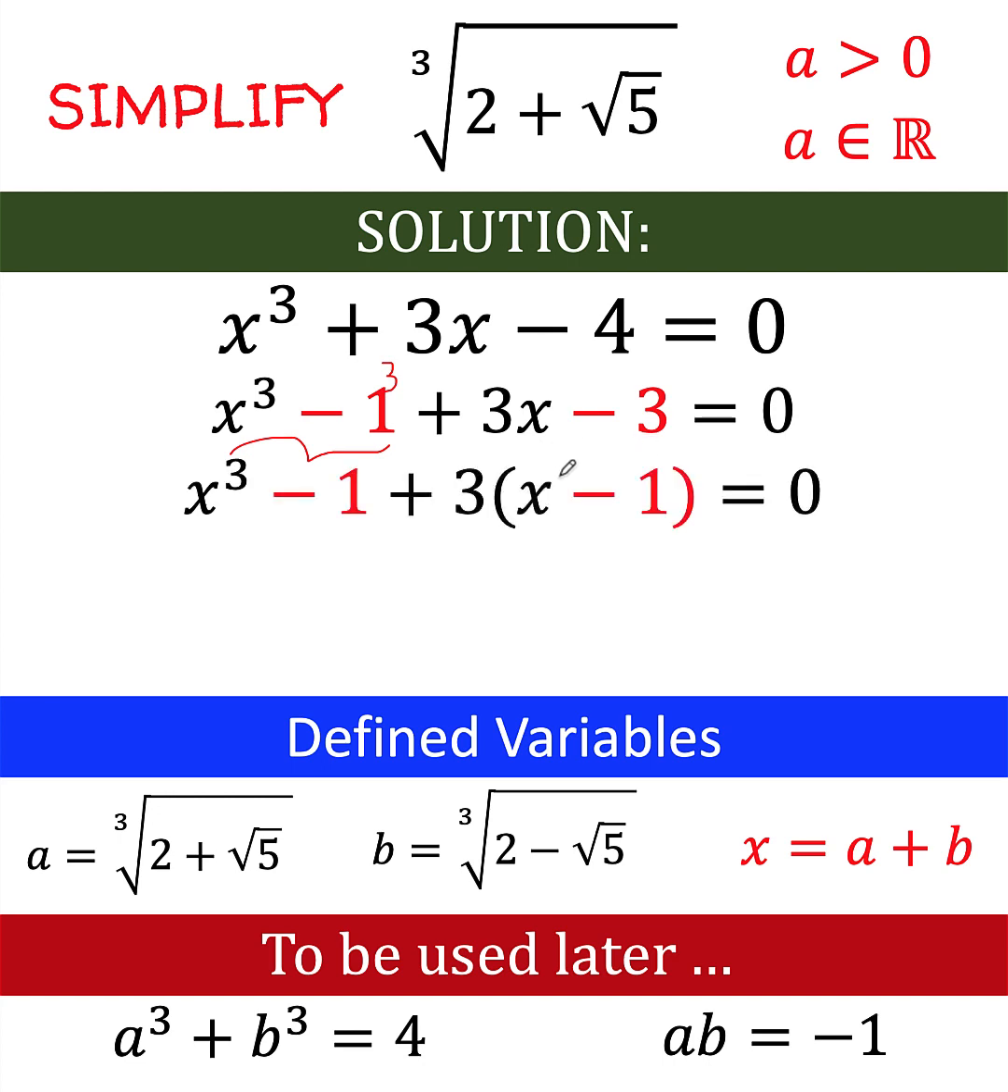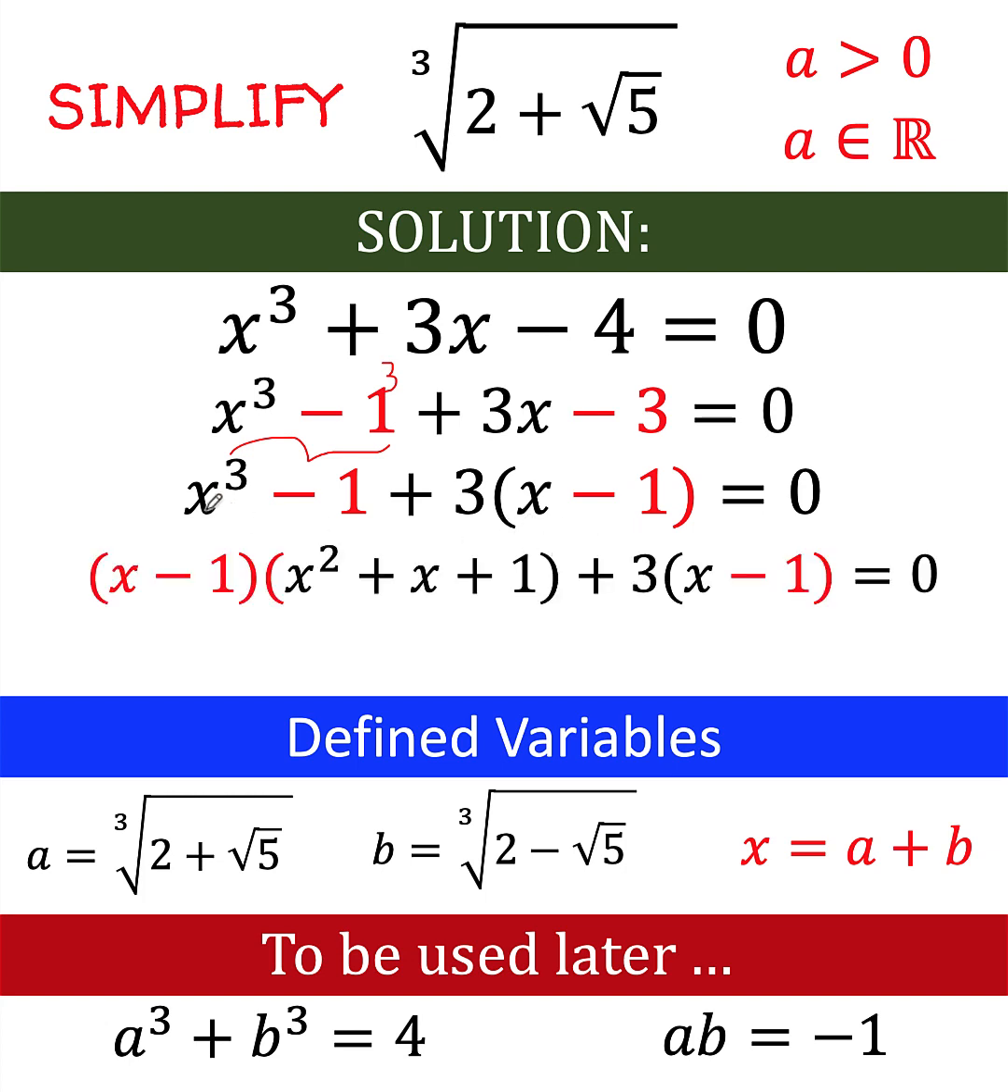So let's perform the simplification. Factor out the 3 here. This is the result. And this difference of 2 cubes, because here you have 1 cubed, is a special product whose factors are this part here. And we just copy all the rest.